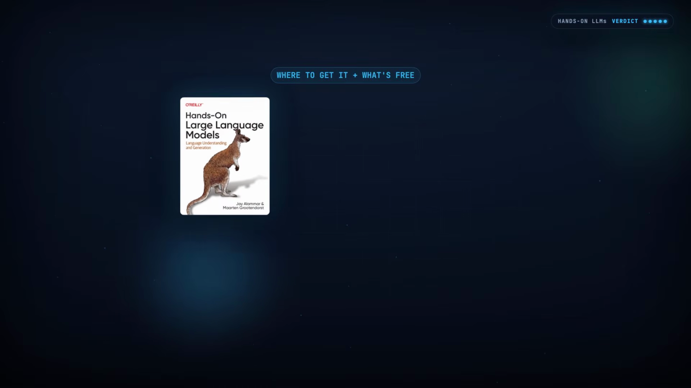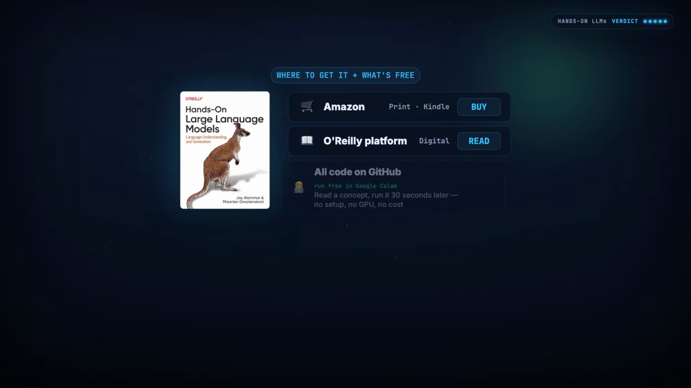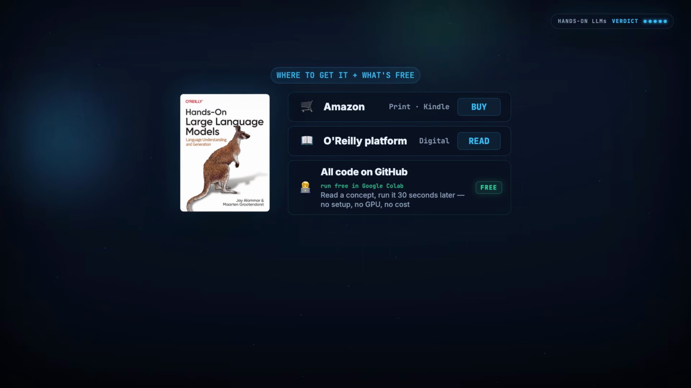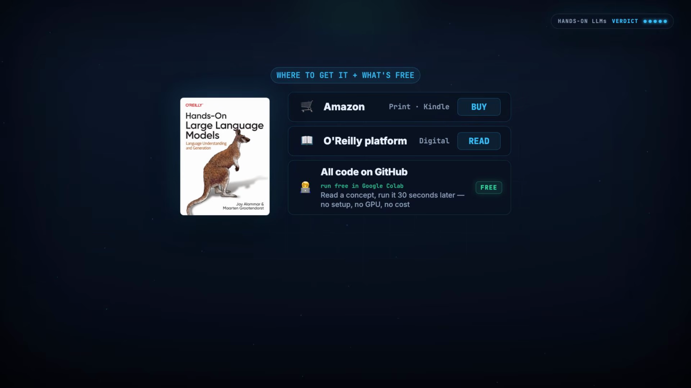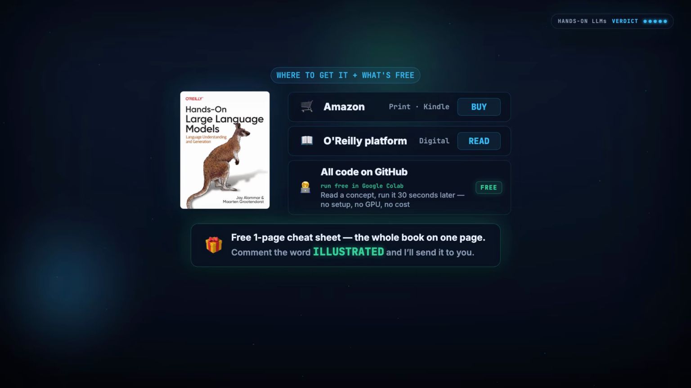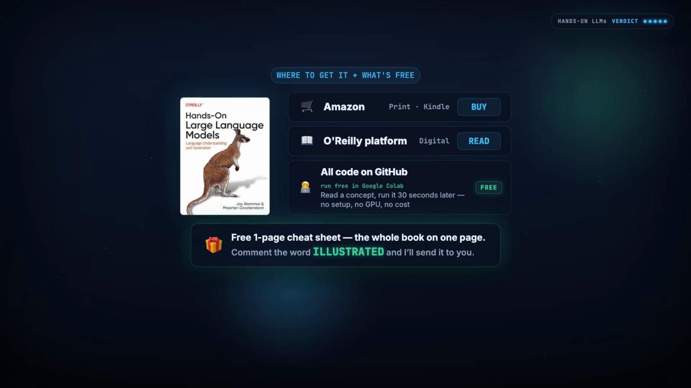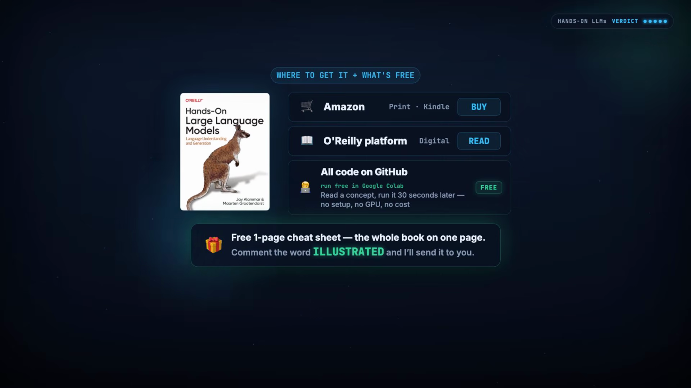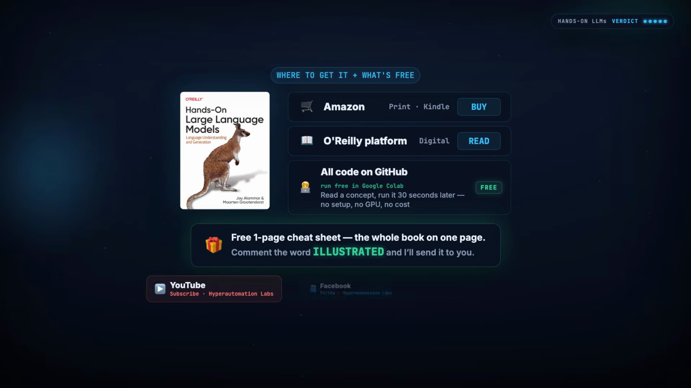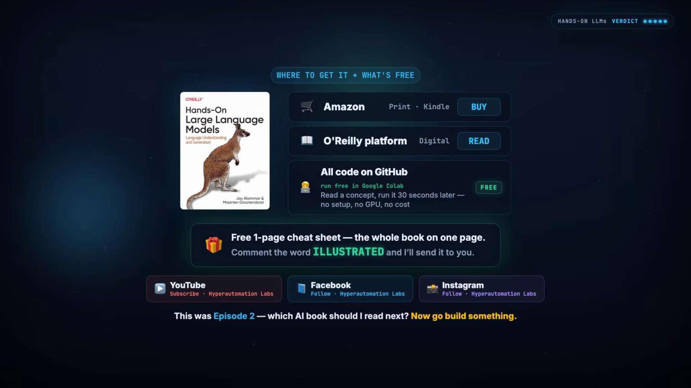Finally, where do you get it and what's free? Hands on Large Language Models by Jay Alammar and Maarten Grootendorst is on Amazon and on the O'Reilly platform in print and digital. But here's the free part I promised. The authors put every single code example on GitHub, in notebooks you can open in Google Colab and run for free right in your browser. No setup, no GPU, no cost. You can literally read a concept and execute it 30 seconds later. It's one of the most generous companion repos in all of AI. And most people don't even know it's there.